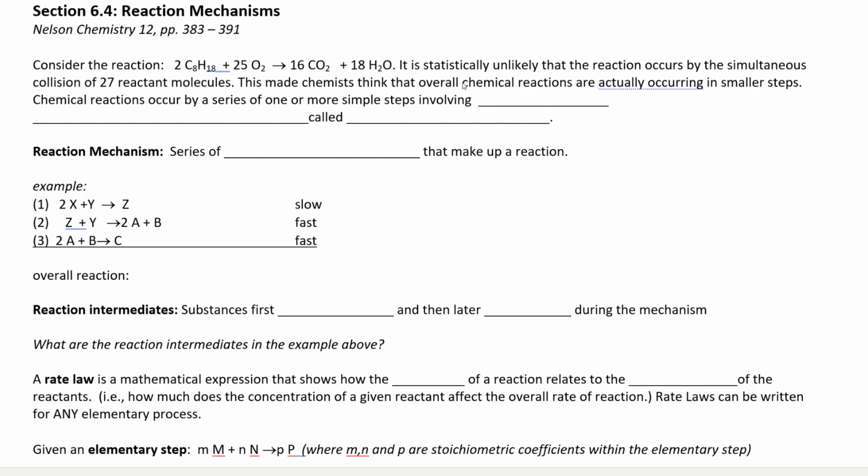This made chemists think that overall chemical reactions, like this one, are actually occurring in smaller steps. So chemical reactions occur by a series of one or more simple steps involving particle collisions, called elementary steps.